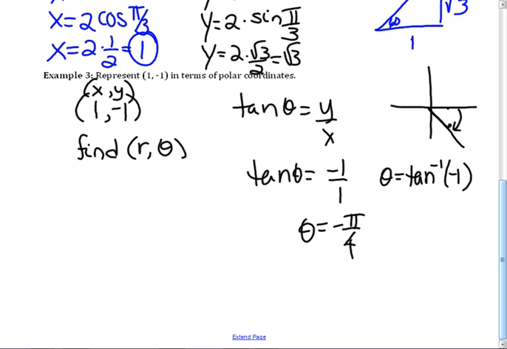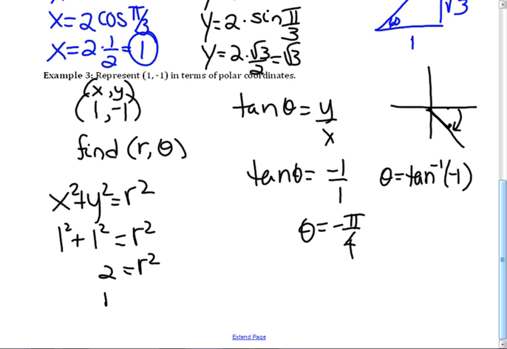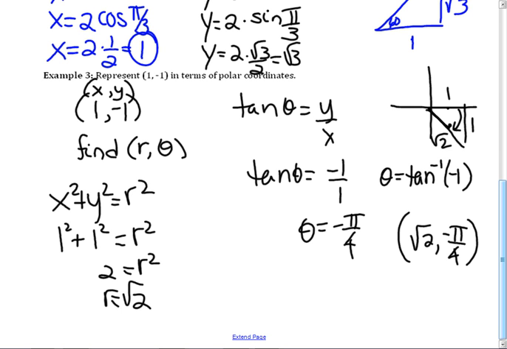If I draw the picture, it's a lot easier to see this, and I want to know what the radius is. And remember that what? x squared plus y squared equals r squared. So it's 1 squared plus 1 squared, actually -1, but same difference, equals r squared. So r squared equals 2, r equals square root of 2. Could I just use simple geometry? Yes, because this is 1, that's 1, and that's square root of 2. So the ordered pair is (square root of 2, -pi/4). It's just a different way of thinking.